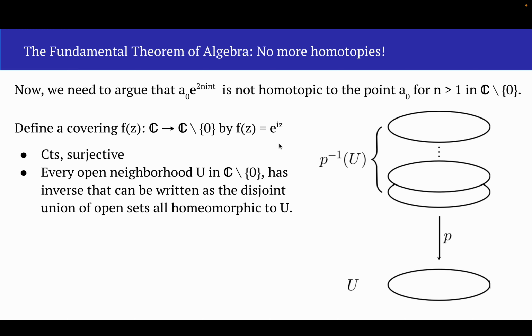Essentially, what we do is view the complex plane as a series of sheets which are all disjoint and project down to the punctured plane via this mapping. This is a continuous and surjective mapping with the property that every open neighborhood U in the punctured plane has an inverse image which is written as the disjoint union of open sets which are all homeomorphic to U.